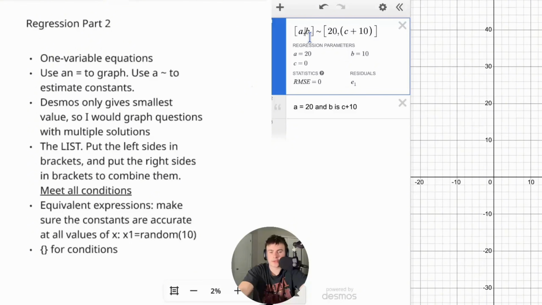One of the biggest mistakes I see is putting commas in the wrong place or just forgetting parentheses. Because if you forget parentheses, that can totally throw off the equation. So do not forget those. It's very important.